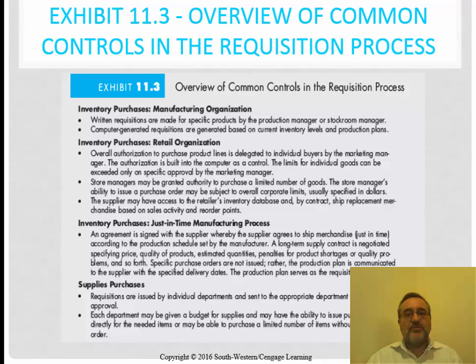Clearly the difference between a manufacturing organization and a retail organization needs to be considered. In manufacturing, as we develop inventory, we're going to have absorbed cost from direct labor, from direct materials, as well as overhead. All these items then flow through work in process and finished goods. We don't have that in a retail organization, but we do have other unique situations that create issues from a control perspective.